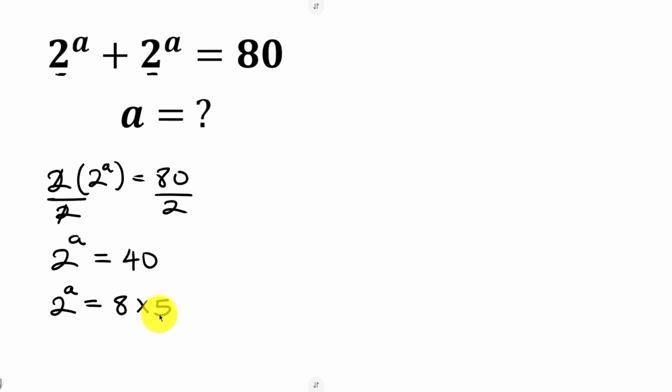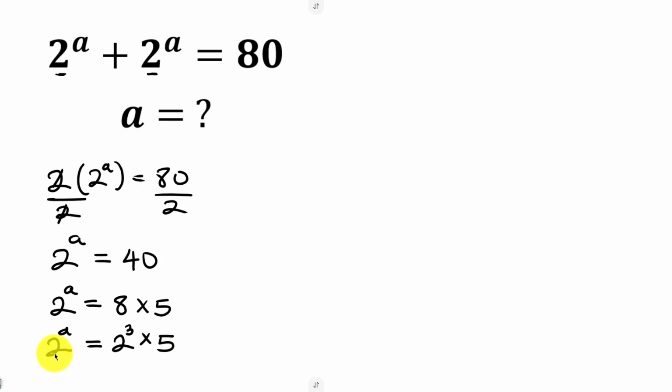Now this simplifies into 2 to the power of a equal to 40, which is the same as 8 times 5. And now we can also break this further. So we have 2 to the power of a equal to 8, which is the same as 2 to the power 3, times 5. Very good.